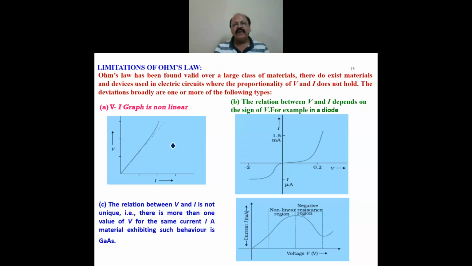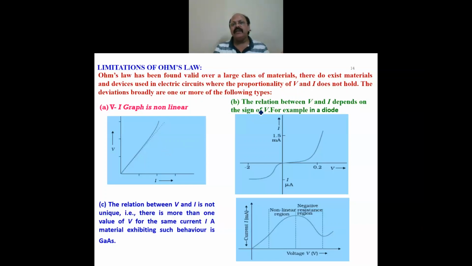Similarly, another device that we take is called a water voltameter. So when we plot a graph in the case of the water voltameter, the graph, although a straight line, does not pass through the origin. So that's why Ohm's law is not valid in that case also.